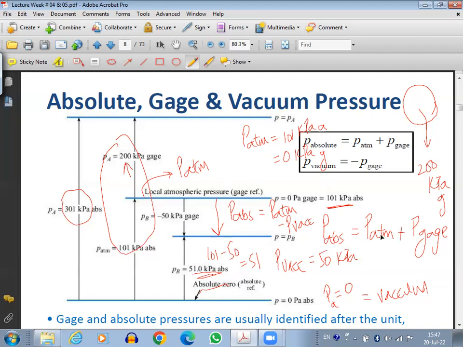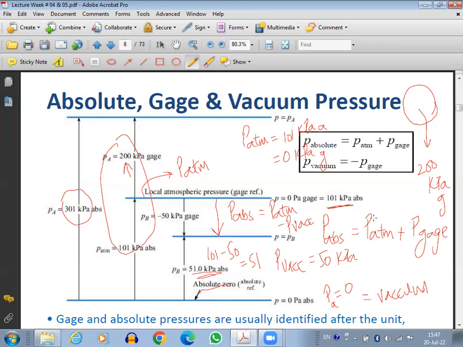Is it clear? Okay. So just to summarize, if I am taking my reference point as the absolute vacuum, then whatever pressure reading I'm getting is the absolute pressure reading, and absolute pressure is the actual pressure. But if I'm taking my reference point as the atmospheric pressure, then gauge pressure is how much the pressure is higher than atmosphere, and vacuum pressure is how much the pressure is lower than atmosphere.